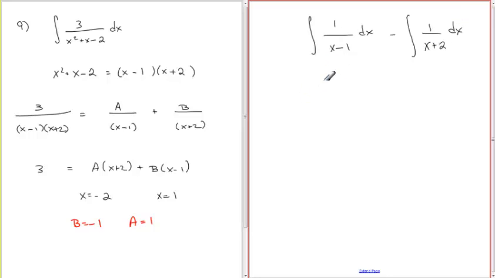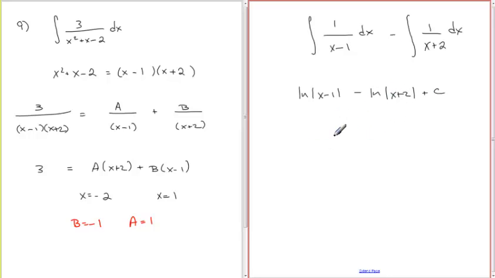So these are easy. Anytime there's no coefficient in front of x and you have a constant added, it's just the natural log of the absolute value of whatever's in the denominator. Likewise, we have the same thing happening here, negative because of this negative sign. And then we have the natural log of x plus 2 plus our arbitrary constant c.